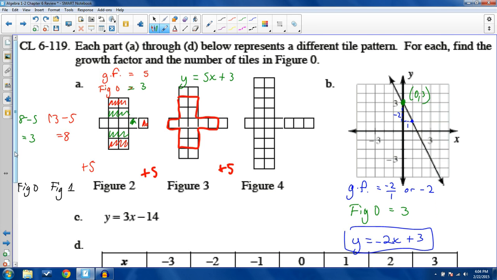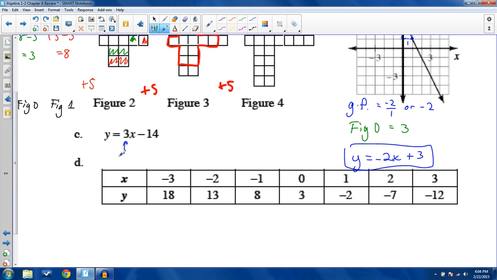Okay, C is probably the easiest one. There's your growth factor. This whole thing, the negative 14, there's your figure 0. Remember, for figure 0, it's the value for y when x equals 0. So if I substituted 0 for x, what do I get for y? I get negative 14. So once again, that's where figure 0 comes from.